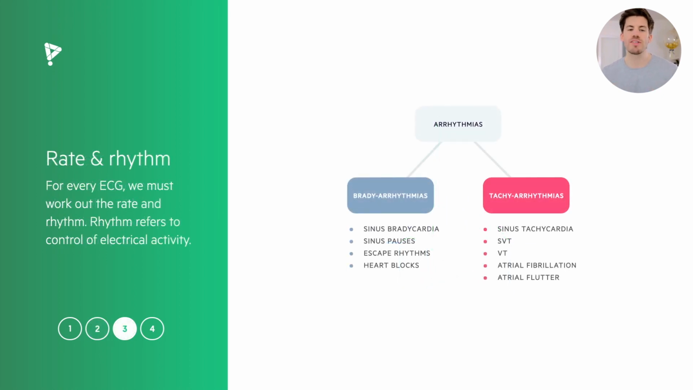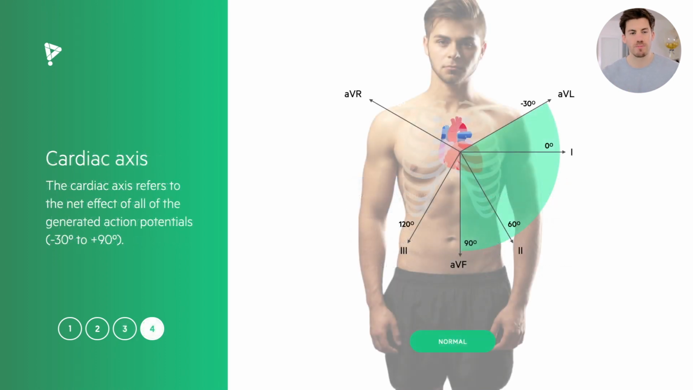We then looked at rate and rhythm, for how for every ECG we must work out the rate, and then we look at the rhythm, and how rhythm essentially refers to the control of electrical activity. We remember with rate, we said you can have the division or multiplication method, and then with rhythm, we look at what's controlling it, what the waveforms are like, what the conduction is between the atria and ventricles, and then we talked about whether it's fast or slow with some common bradyarrhythmias and some common tachyarrhythmias.